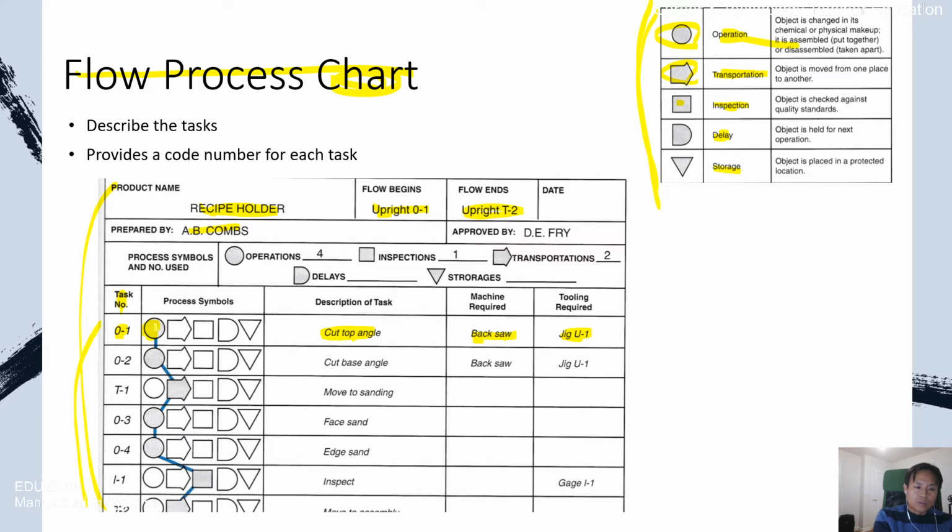And then this is another example. It moves to the second operation, which is cut base angle, and then the next transfer moves to sanding, and probably they will start face sanding and edge sanding, and then inspect, that's for quality control. And lastly, T2 is move to assembly. So this is a process chart. It shows a big picture of the manufacturing flow process.